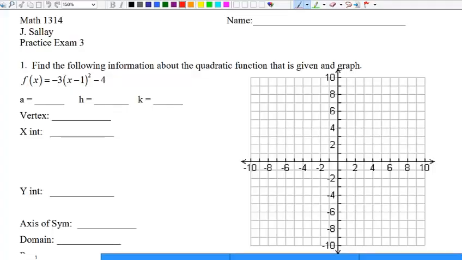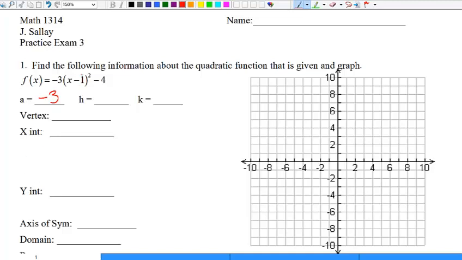So for this practice exam, the first question wants us to find the following information about the quadratic function that is given and then make sure we graph it. So our first problem, f of x equals -3(x - 1)² - 4. We need to find the a, h, and k. The a is just the number out in front of the variable being squared, so that's -3.